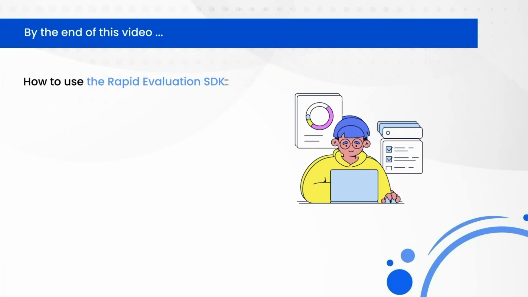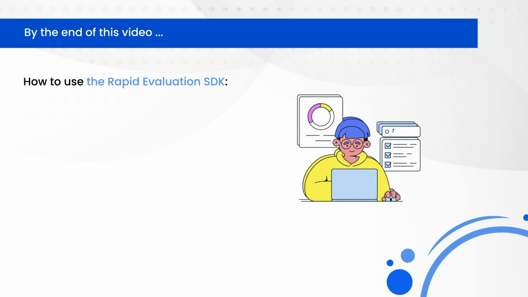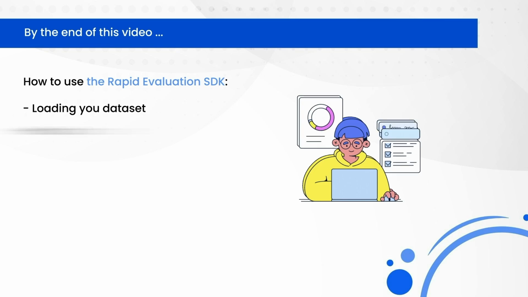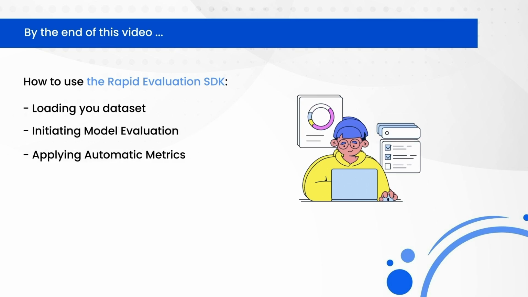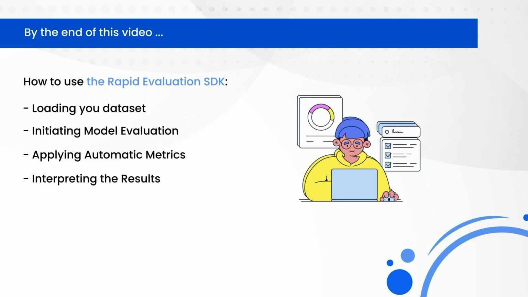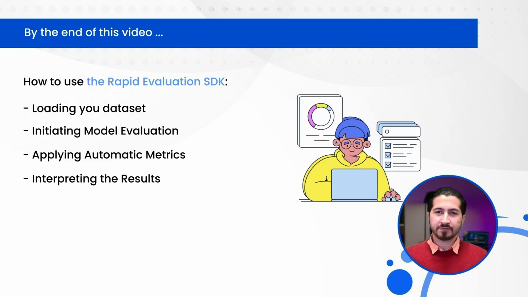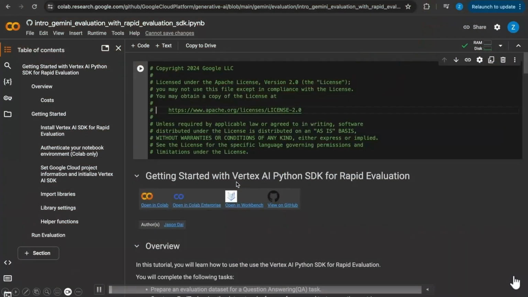By the end of this video, you'll know exactly how to use the Rapid Evaluation SDK to assess the output of an LLM. We'll cover loading your dataset, initiating model evaluation, applying automatic metrics, and interpreting the results to gain insight into your model's performance. Let's get to the demo. The link to this tutorial is provided so you can run the evaluation yourself.